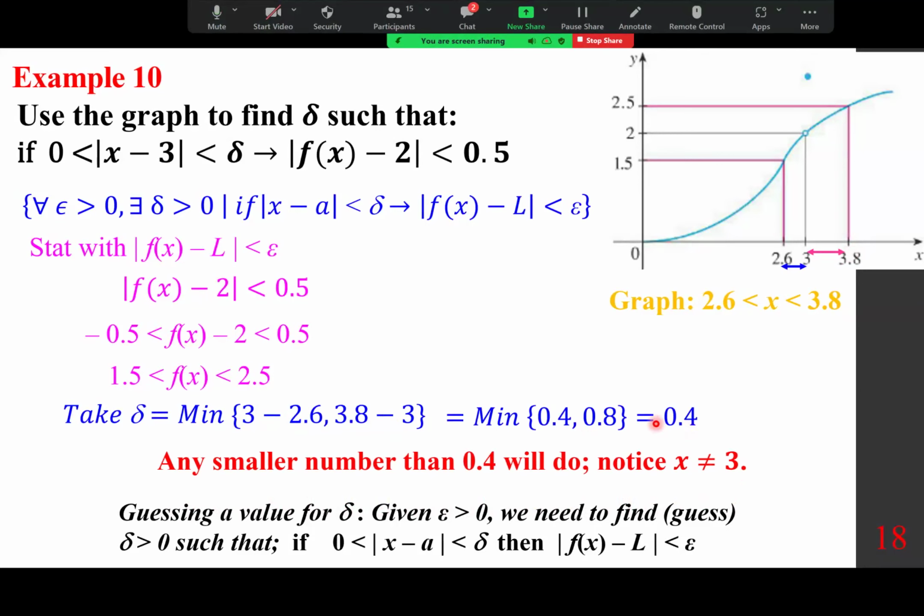Now, what happens if you don't choose the smaller of the two? If you go with 0.8, on this side, you're fine. See, within this distance, you're fine. But if you go 0.8 here, then you may end up somewhere here, which is not within 1.5 to 2.5. So for this question, I just wanted to show you this part, but basically you have to look at this part and make this decision.